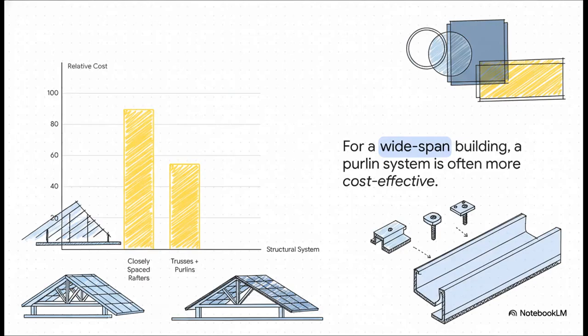This chart right here just nails the heart of the purlin mindset. For a huge, wide-span building like a warehouse, creating a forest of closely spaced rafters is just way too expensive. The smarter, more cost-effective solution is almost always to use fewer but stronger trusses spaced far apart and then let the purlins span between them. This is the core economic reason for a purlin system.